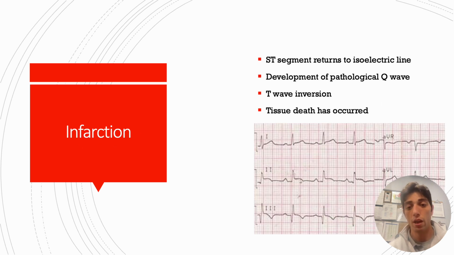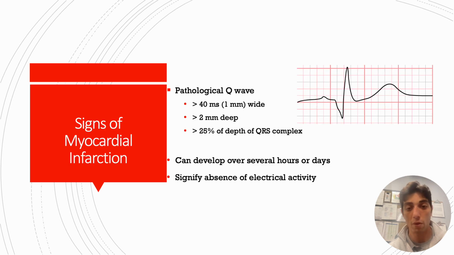Infarction, like we said, T wave inversion develops. You have the development of that pathological Q wave. Tissue death has occurred. Signs of myocardial infarction: your pathological Q wave. You have 40 milliseconds of width on it. It's going to be roughly 2 millimeters deep. It's going to be 25% of the QRS complex. It could develop over several hours or several days, depending on the type of event.